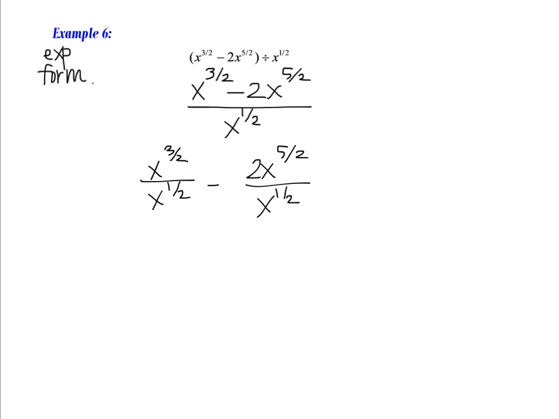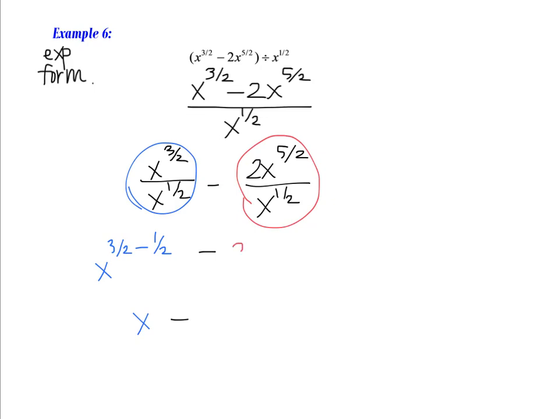Okay, so just like we did with the previous example, when you're dividing like bases, you subtract the exponents. So this first term here is just x to the 3/2 minus 1/2, which we know is x to the 2/2, or just x. And then here, we're going to also subtract our exponents. So bring down our 2, but then we have x to the 5/2 minus 1/2, which is x to the 4/2, or x squared. x and x squared are not like terms, can't combine them, so that's it. That's our answer in simplest form and in exponential form.